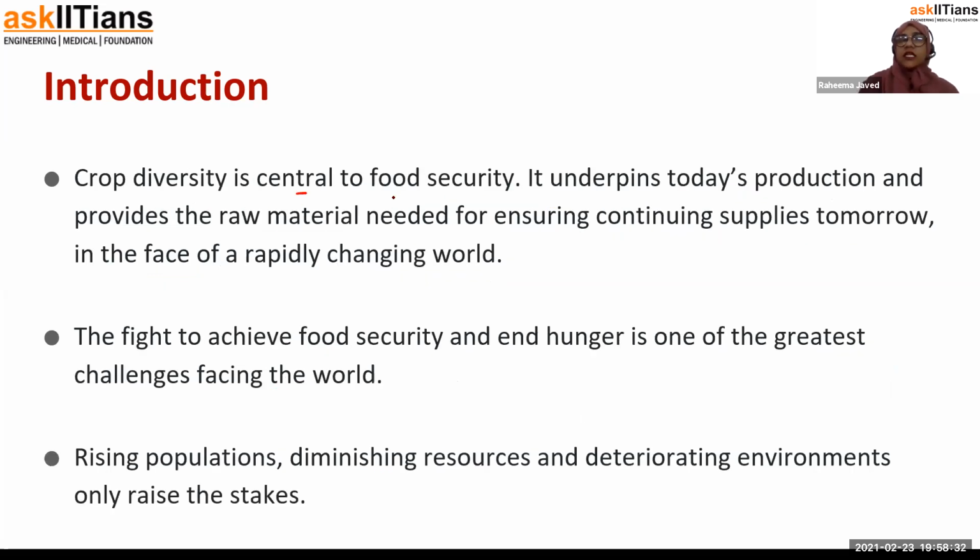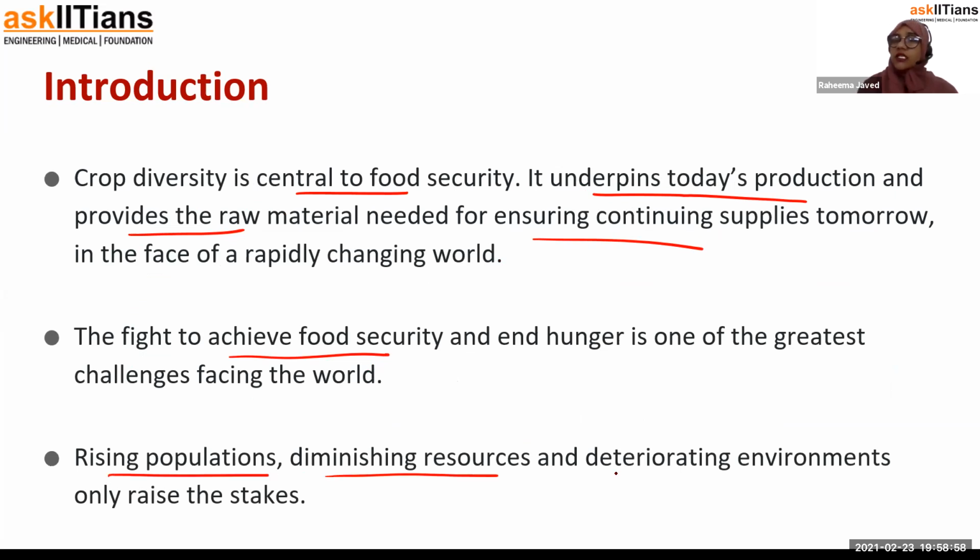Crop diversity is central to food security. It underpins today's production, and it provides the raw material which is needed for ensuring continuing supplies tomorrow in the face of a rapidly changing world. The fight to achieve food security and end hunger is one of the greatest challenges facing the world. Rising population, diminishing resources, and deteriorating environment only raise the stakes.